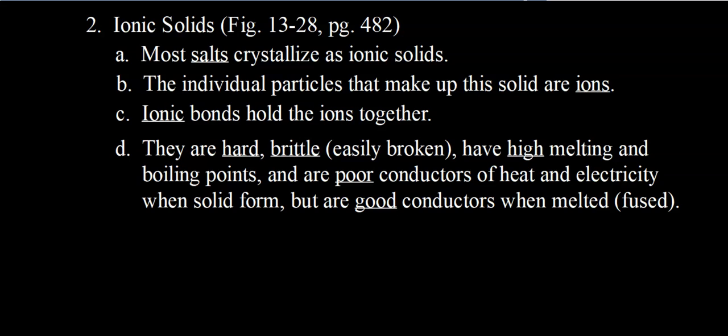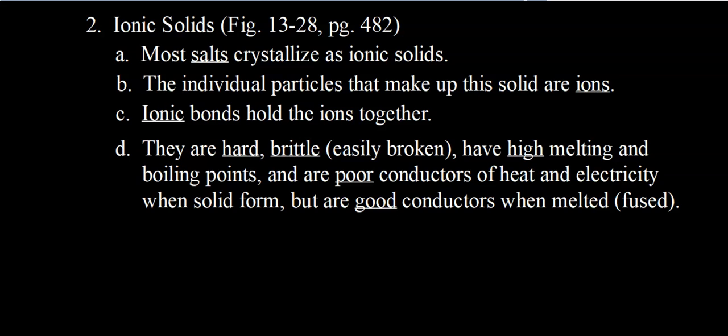Next up are the ionic solids. It says most salts crystallize as ionic solids. In an ionic solid, the individual particles are ions. You have a whole bunch of cations and anions, a network of cations and anions, and the attractive forces between the particles in this type of solid are ionic bonds. So what's holding the ions together are ionic bonds. Ionic bonds are very strong, and these strong attractive forces then lead to certain properties for this type of solid.